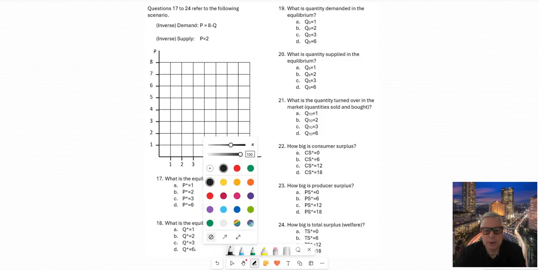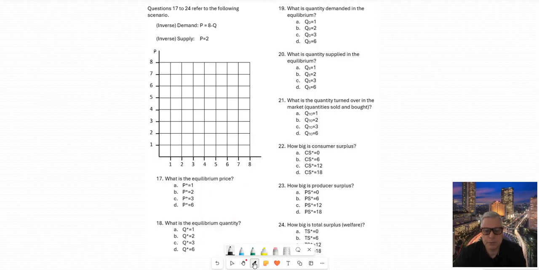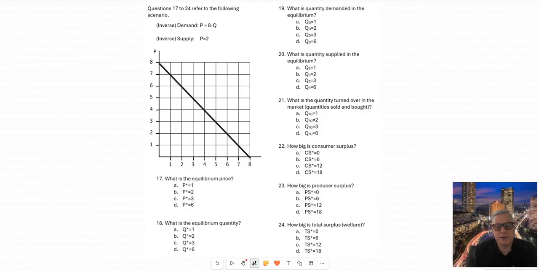And actually, let's see if I can make that a little bit bigger. So we start again with our demand function, which goes from 8 to 8. Okay, that's a little bit better. Then the supply function, so demand. Then our supply function, that is a horizontal line.